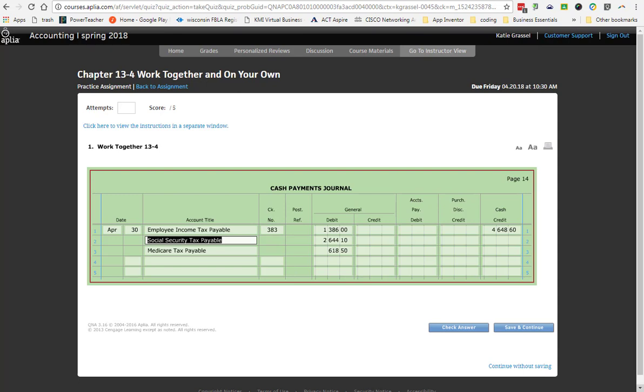Oh, you know what? I gave you the wrong date. It should have been April 15th. They have to pay it by the 15th of the following pay period. I'm sorry. Because Digital Supplies is a monthly scheduled payer, they need to, by the 15th of the following month, pay their employee income tax, Social Security tax, and Medicare tax.